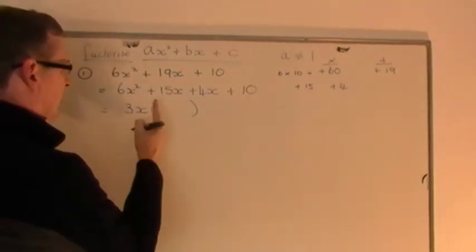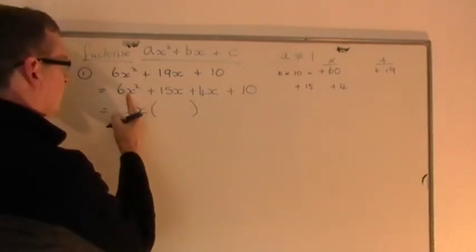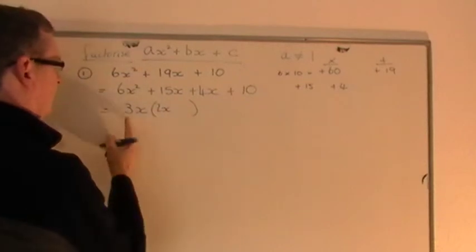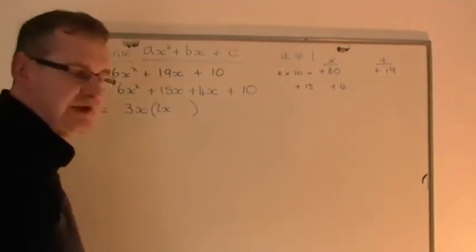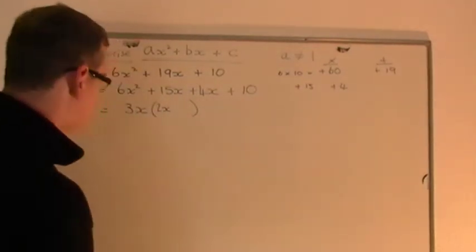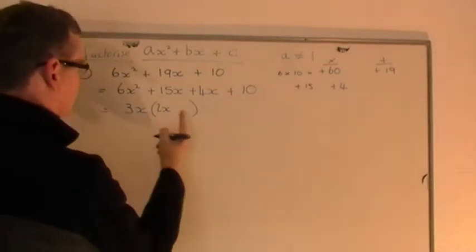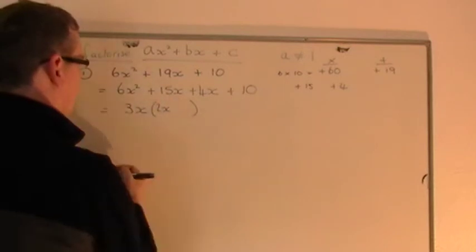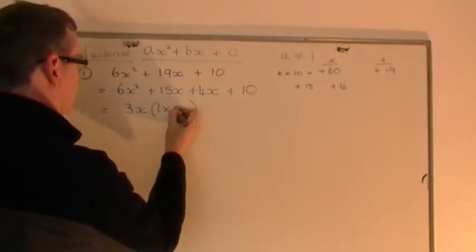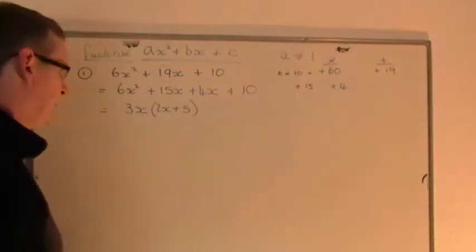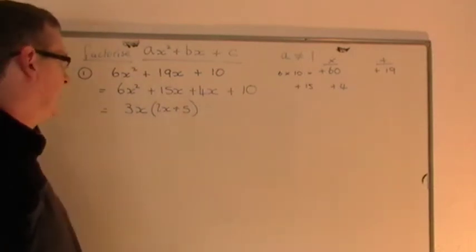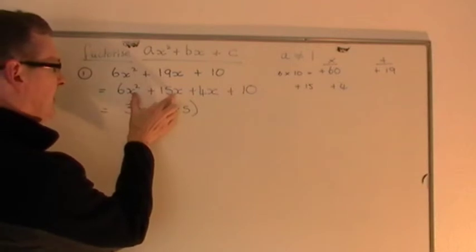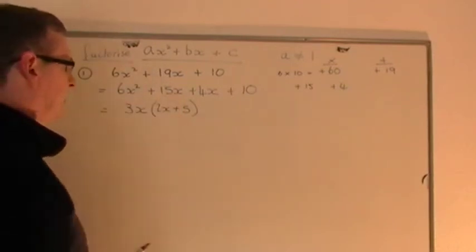So you say 3x times something gives you 6x squared. Well, there must be 2 and an x. 3x times 2x gives you 6x squared. Next, 3x times something gives you plus 15x. 3x times plus 5 gives you plus 15x. So that there is the same as the two terms at the beginning of the line above, those there.